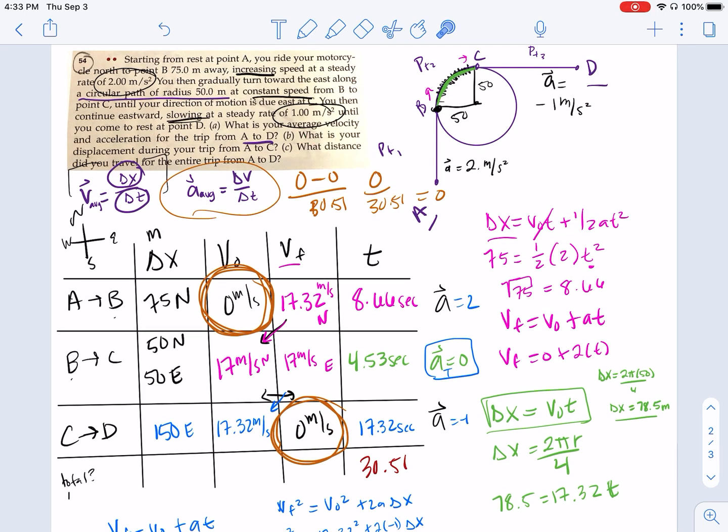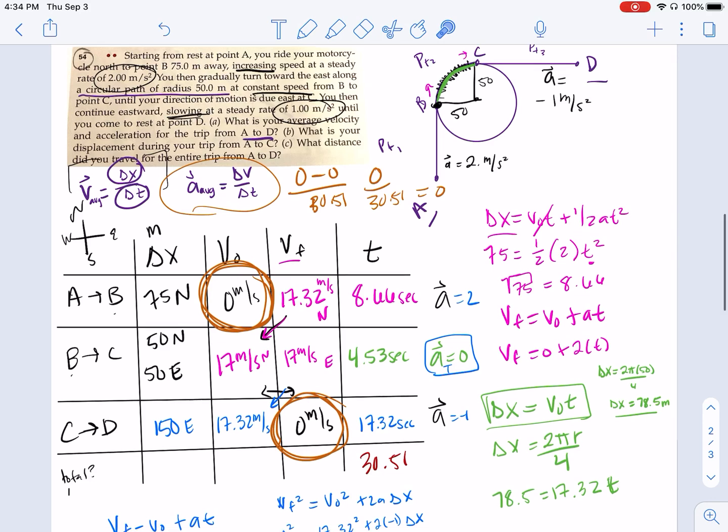The rest of these: what is your displacement in your trip from A to C? So you would just add up your parts here. You have 75 plus 50 in the north, so 125 north, 50 east. What distance did you travel for the entire trip? For distance, you would actually add up. Remember that in here, it was 78.5. So when it's asking for the distance, it really wants to know how long was your path. And so you would add up all of your numbers, but here you would use your 78.5. So always take into consideration, is it asking for displacement or distance? So that would just be finishing up that problem really quickly.